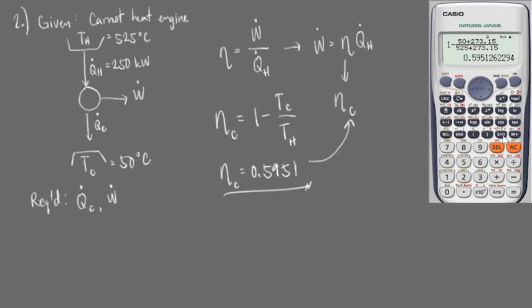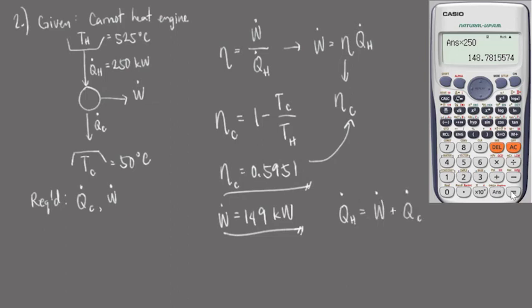We can now determine the amount of work generated. That is Carnot efficiency multiplied by the rate of heat absorption from the hot reservoir. Our work done or generated is equal to 149 kilowatts. Now, to determine how much heat was rejected to the cold reservoir, we simply perform an energy balance. Our energy balance in this case is the amount of heat absorbed from the hot reservoir is equal to the amount of work generated plus the amount of heat rejected into the cold reservoir.